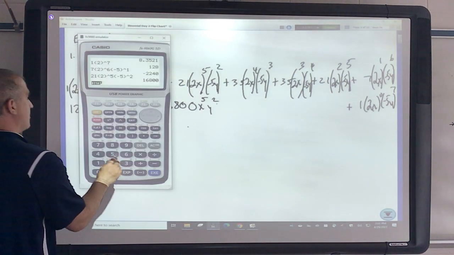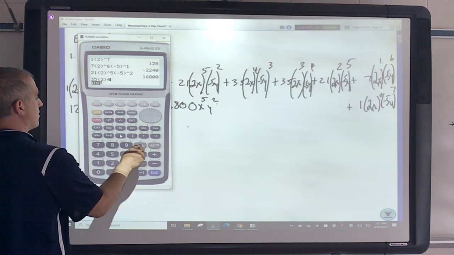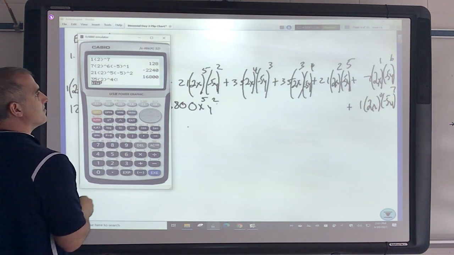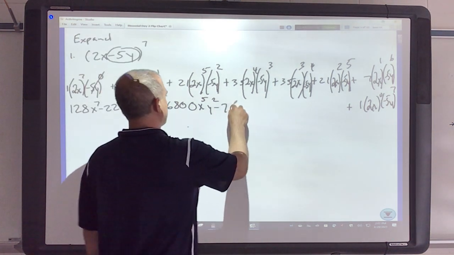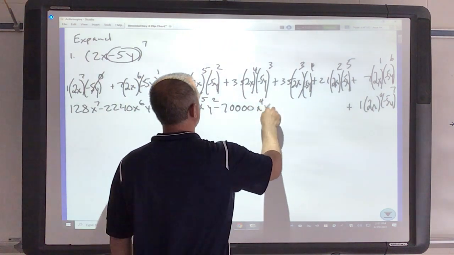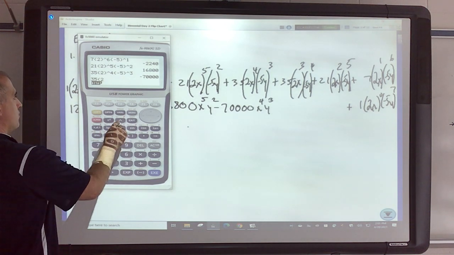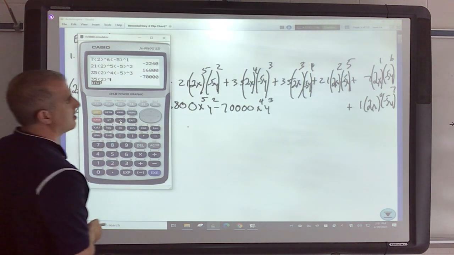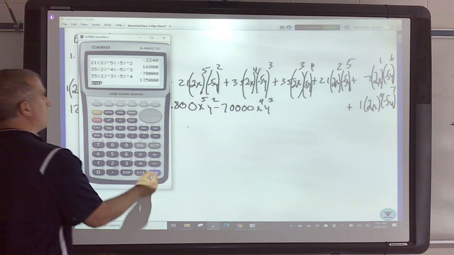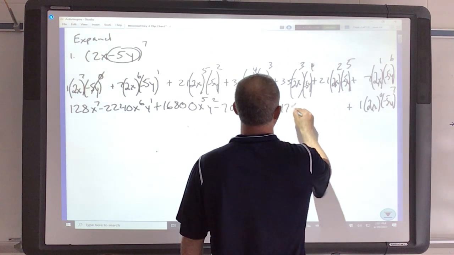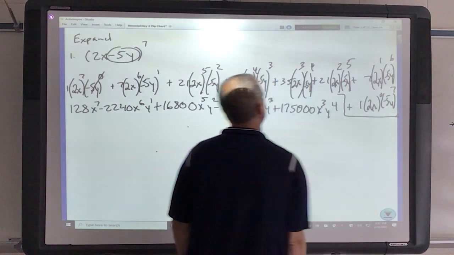Then 35, 2 to the 4th, and negative 5 to the 3rd, it's negative 70,000 x^4 y^3. Then 35, 2 to the 3rd, negative 5 to the 4th, 175,000 x^3 y^4. I'm going to go ahead and block that off.